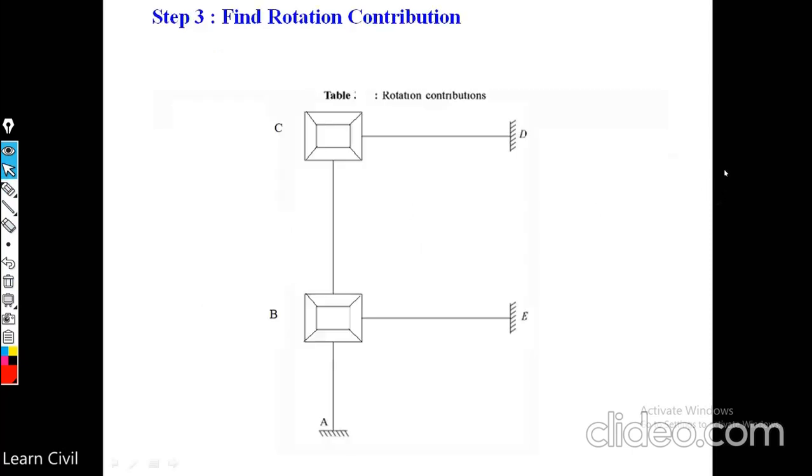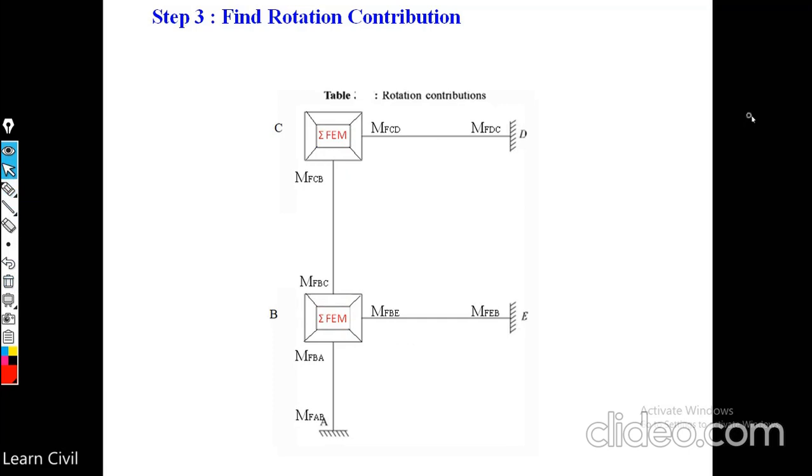Next step is to find out the rotation contribution. For calculating the rotation contribution, we will be preparing a table like this. This is called the rotation contribution table, and first we will be writing down the fixed end moment at all the joints like this. Then we'll write down the summation of fixed end moment in this small box, the summation of fixed end moment of all the members meeting at this particular location.